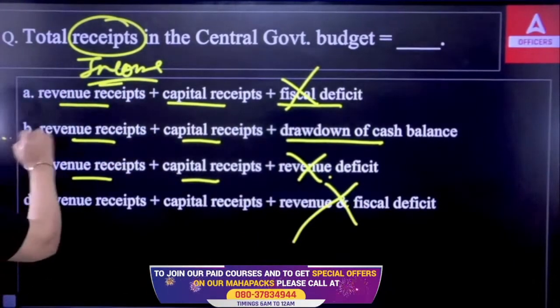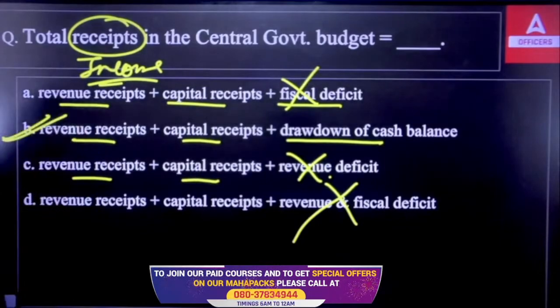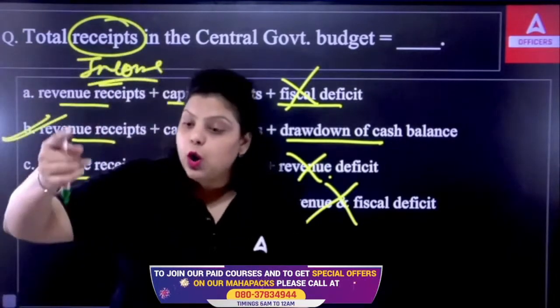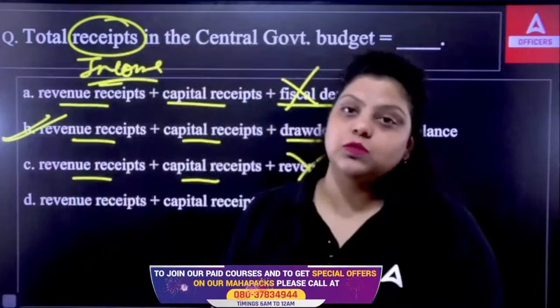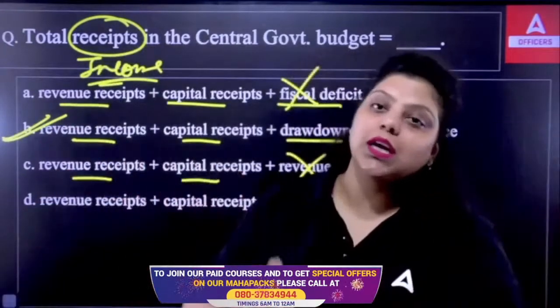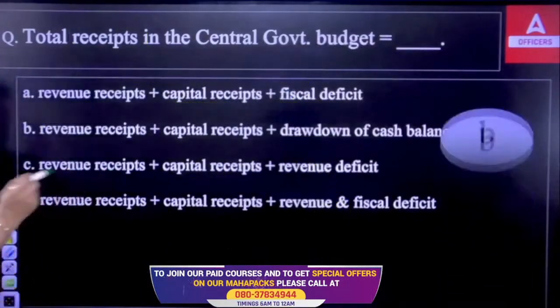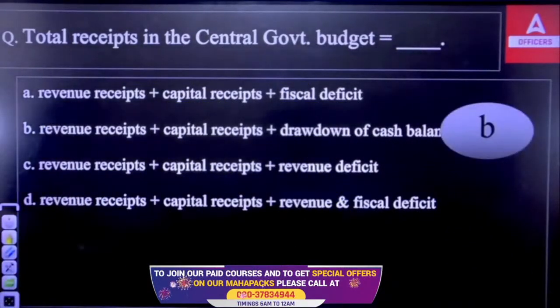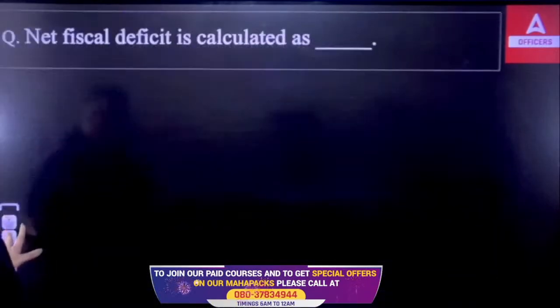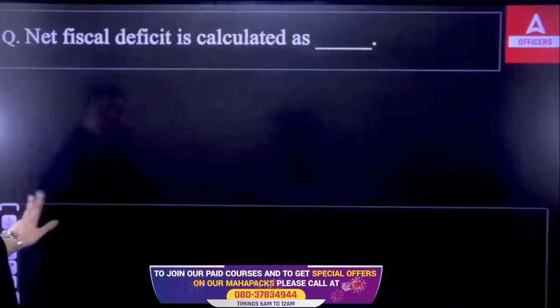So the total earning of the government is revenue receipts plus the capital receipt plus the drawdown of cash balance. Whatever cash balance was there, that is also the income of government of India, right? That's why it is the right option. So the right option will be your B option. Clear? Next question.